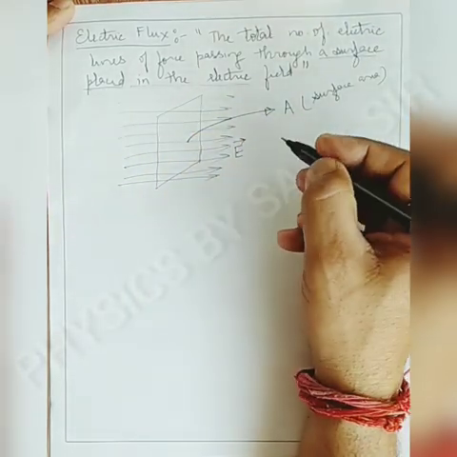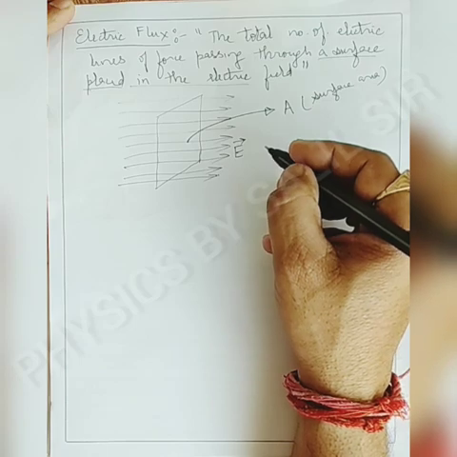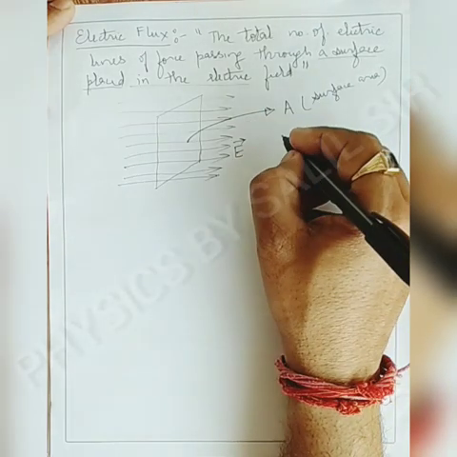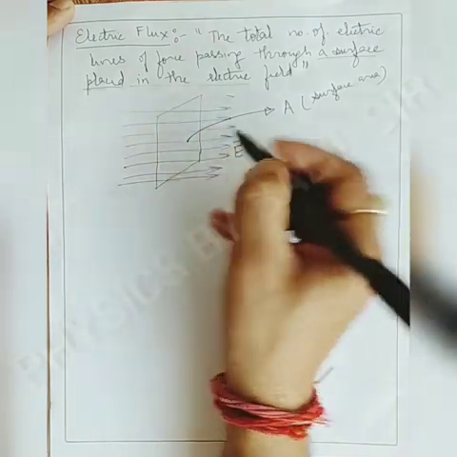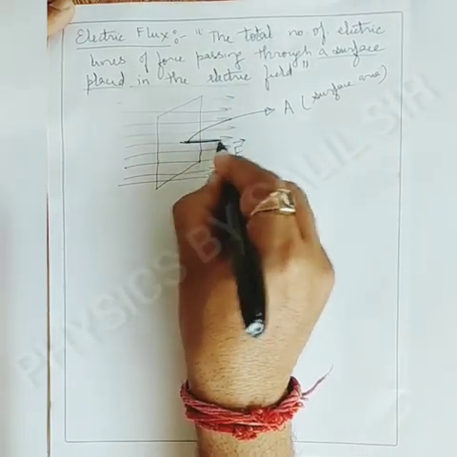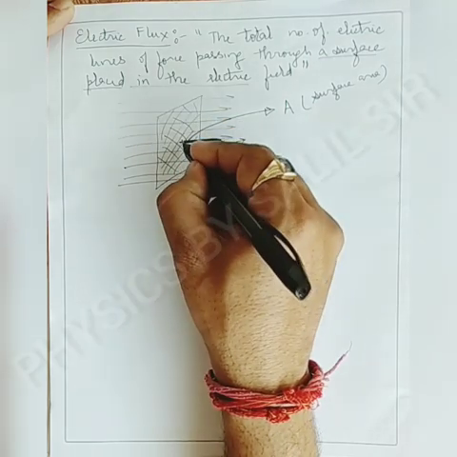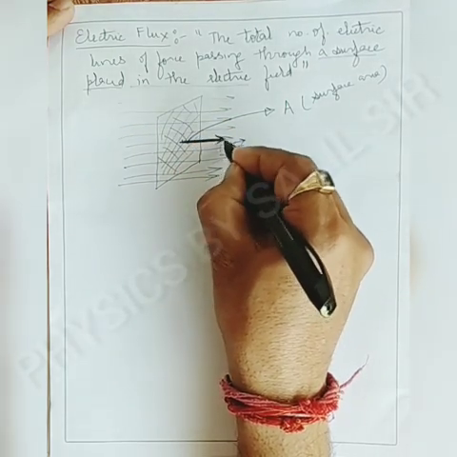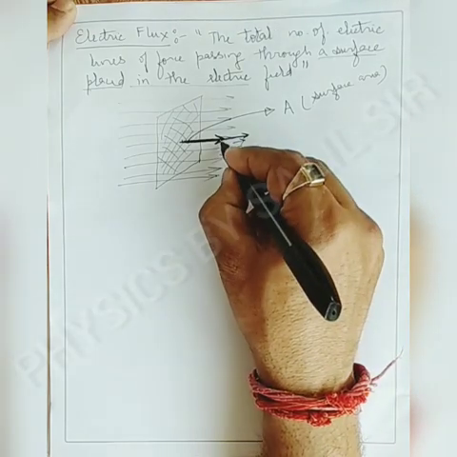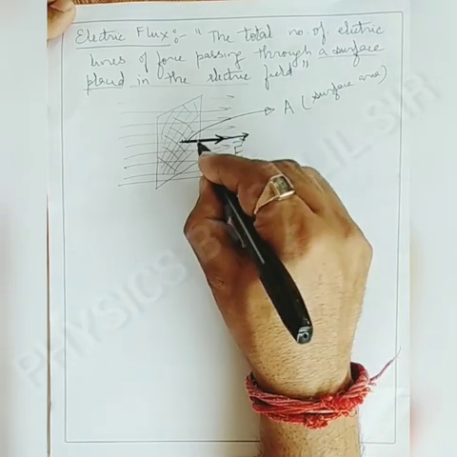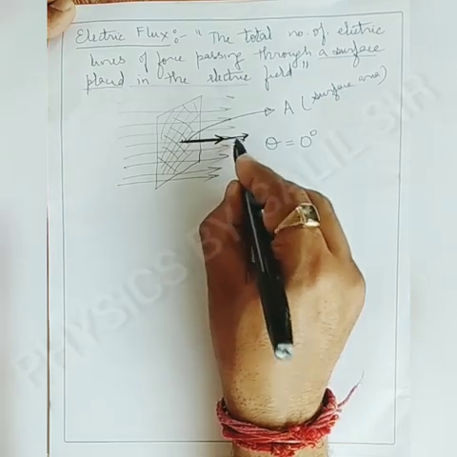which is represented by vector E, such that the normal to the surface makes an angle theta with the direction of vector E. It means theta is the angle between the normal to the surface and the electric field. If we place this surface like this, then this is the normal to the surface. Normal to the surface means perpendicular to the surface, and this perpendicular has the direction like this, and the direction of the electric field is like this. So the angle between the normal to the surface and the electric field is 0 degree here, because they both are in the same direction.